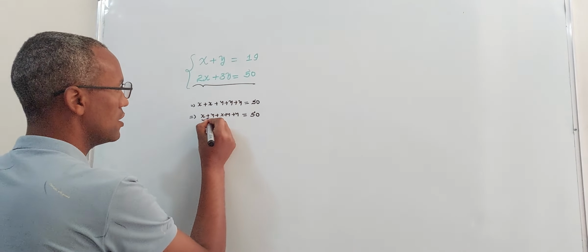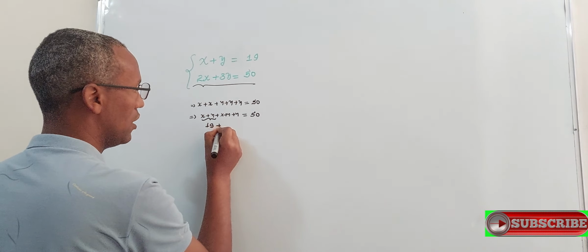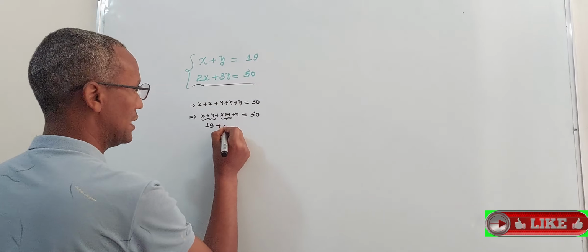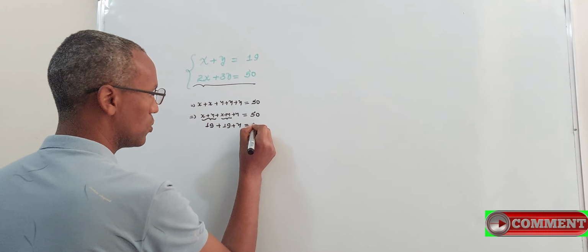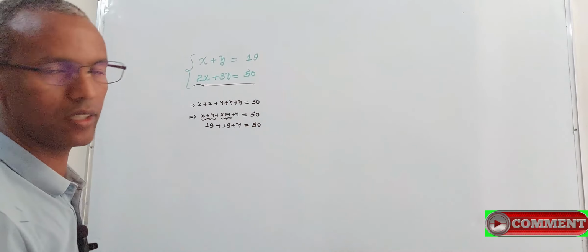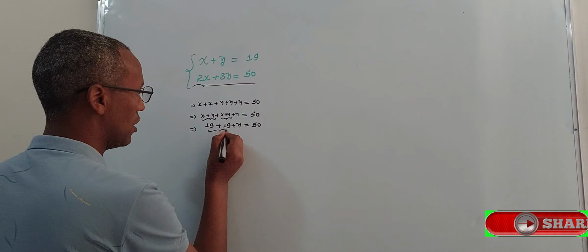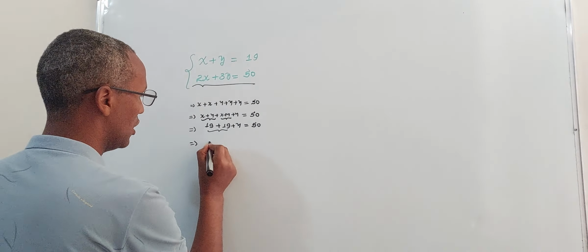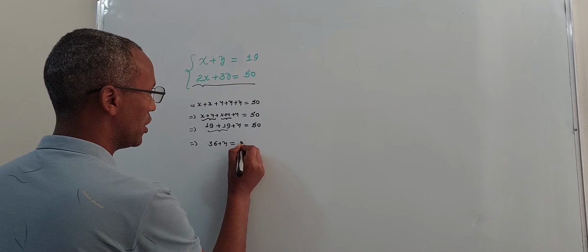Now, as you can see, this part over here is 19, right? Basically, it's 19, and then this term is also 19. 19 plus 19 plus y is equal to 50, right? Which is equal to, basically, this part is 36, right? 36 plus y is equal to 50, right?